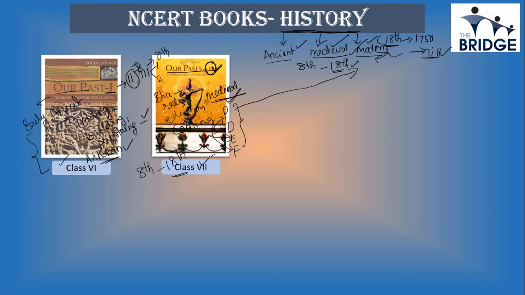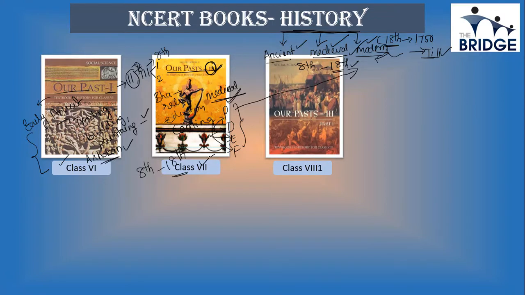Now let us go to the third set of books, that is Our Past Part 3. As I already told you, Part 3 consists of two divisions. See, Our Past, third part, and it again has a part 1. So it is 8th class book 1. The 8th class has two books on history, Our Past.